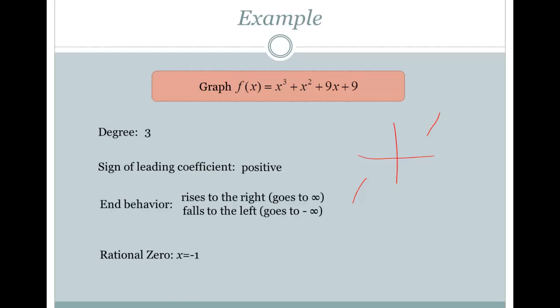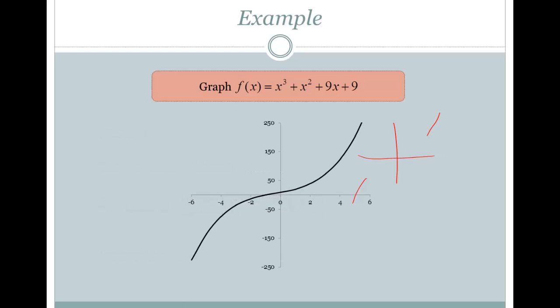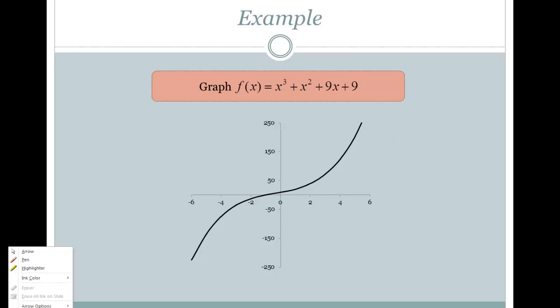and we have one rational 0. Okay, and there's the graph of that. Let me get this out of your way here. Okay, and hopefully that makes sense. Here's my 1, 0 right there. Okay, doesn't look like I have any turning points.